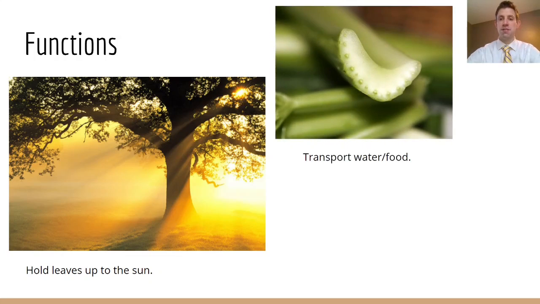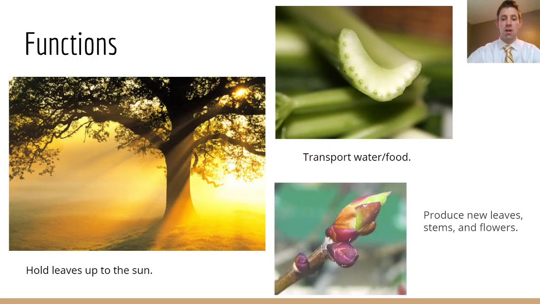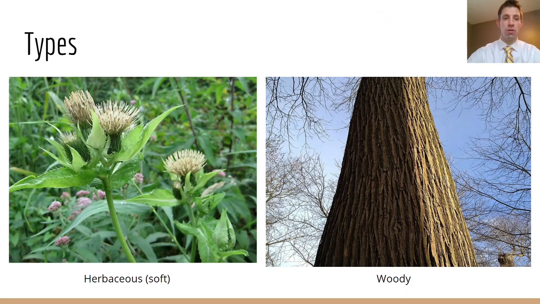Another function of stems is to have the vascular tissue running through them, so xylem and phloem, to transport food and water from the roots up into the leaves, or backwards from the leaves down into the roots to store nutrients like sugar and things like that. Another function is to produce new structures like new leaves, new stems, and new flowers from structures that are called buds. More on those in a minute.